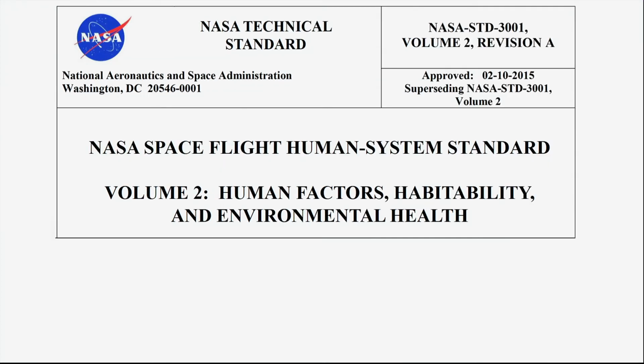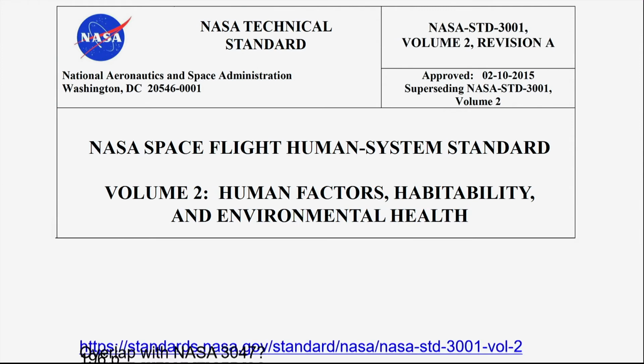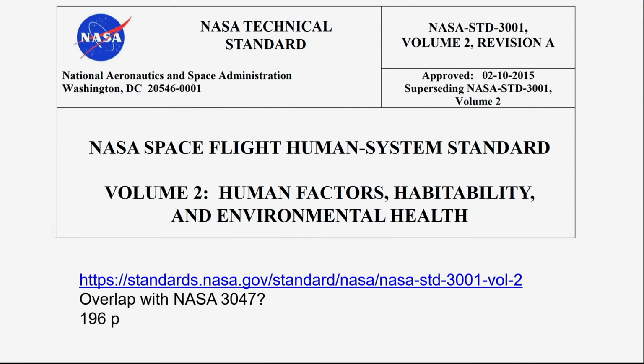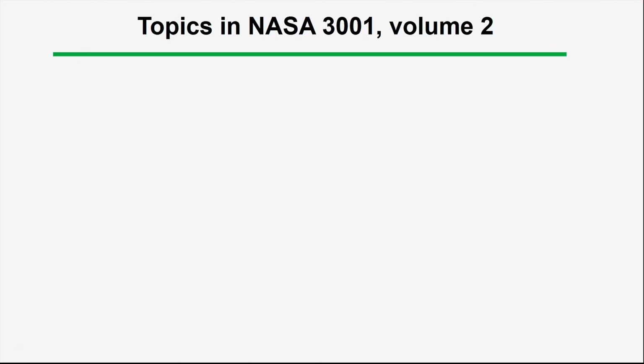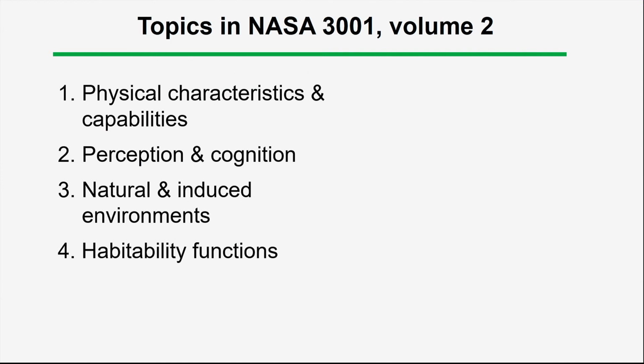There's a second volume, and that's associated with habitability, environmental health. Again, these are issues that pertain primarily to NASA and space flight, but are issues that are important in all kinds of hazardous environments. There's some questions about its overlap. Here's the place where you can get it for free, and it's 196 pages long. And here's just, again, some additional information on what's in that second volume.